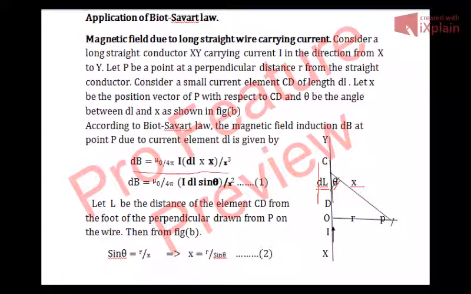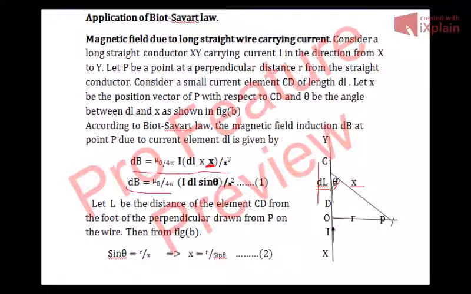In Biot-Savart law we use r, but here we use x instead of r, because we have to calculate the magnetic field at point P from the small element dl.